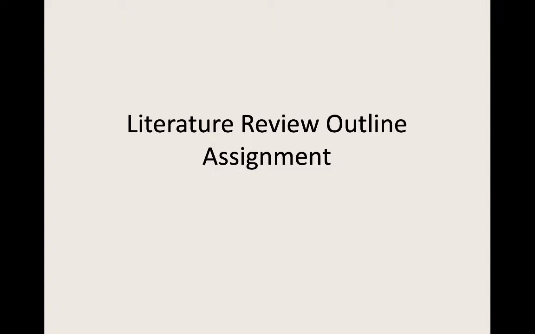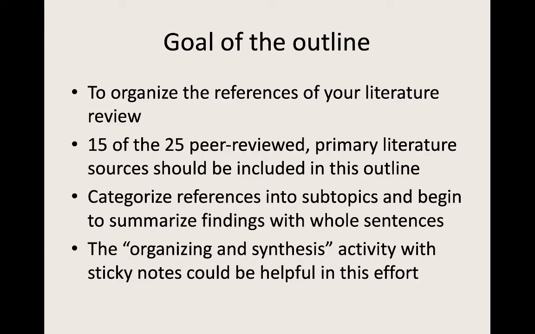all those references that you've been reading into an organized structure that'll then become your first full draft of your literature review due soon. The goal of the outline is to organize the references of your literature review. What we are looking for in this assignment is for you to have included at least 15 of your 25 peer-reviewed primary literature sources in this outline.